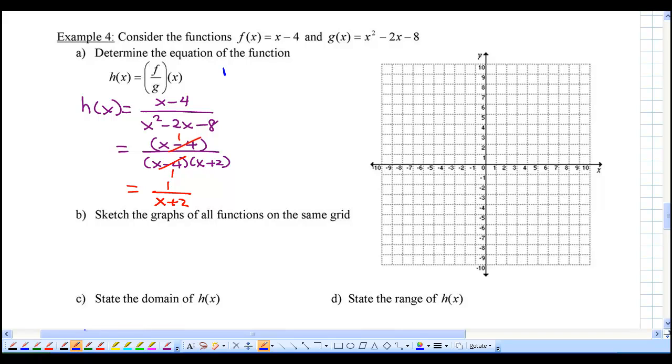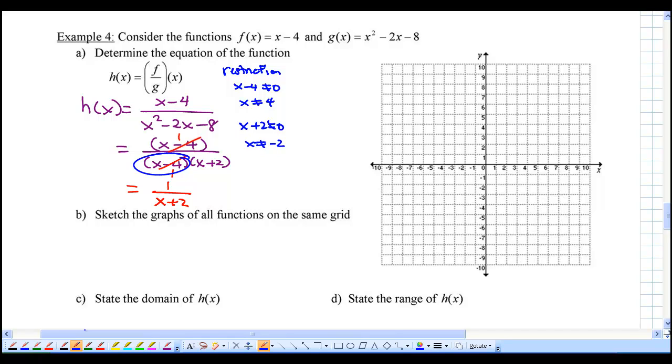And what are my restrictions? Remember that the denominator cannot be equal to 0. So I guess x minus 4 can't be equal to 0. X can't be equal to 4. That's from this factor. And then I'll also have x plus 2 can't be equal to 0. Therefore, x can't be equal to negative 2. Okay.